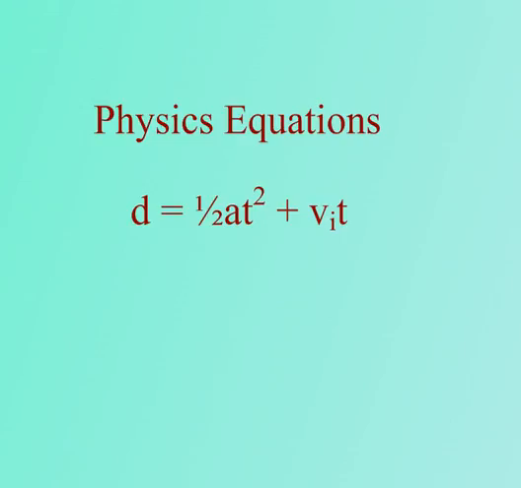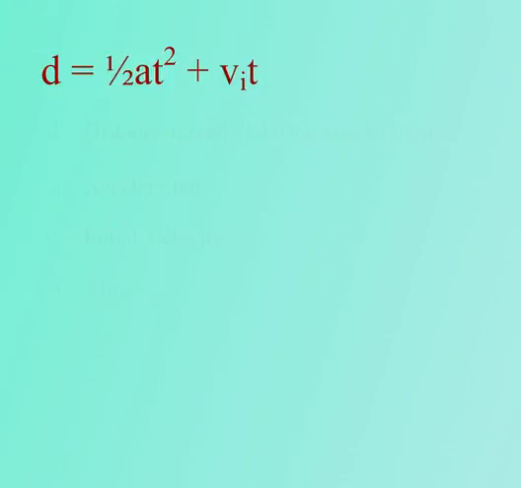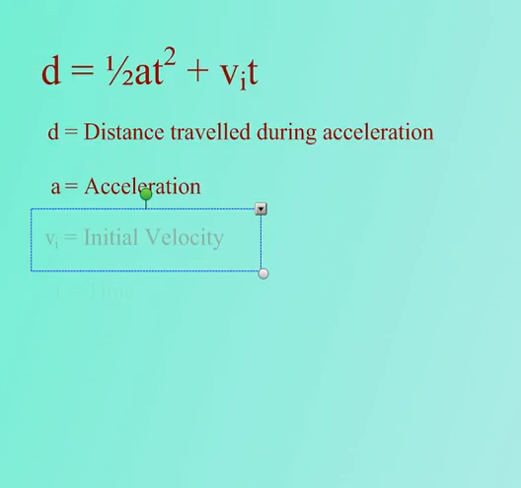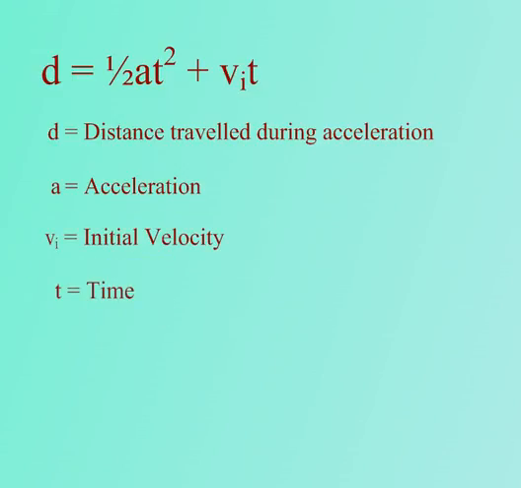Today we'll be introducing the new equation d equals 1/2 at squared plus the quantity initial velocity times time. This equation has four variables in it, d, a, t, and vi, although t does appear twice. Make sure that you know before we go on that the d is the distance traveled only during the acceleration, the a is the rate of the acceleration, the vi is the initial velocity, and of course the t stands for the time.